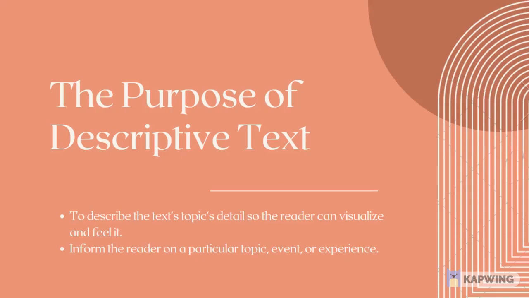And the second purpose of the descriptive text is to inform the reader on a particular topic, event, or experience. Because the descriptive text itself contains a description, the reader gains some information. The reader knows more about our topic than before.